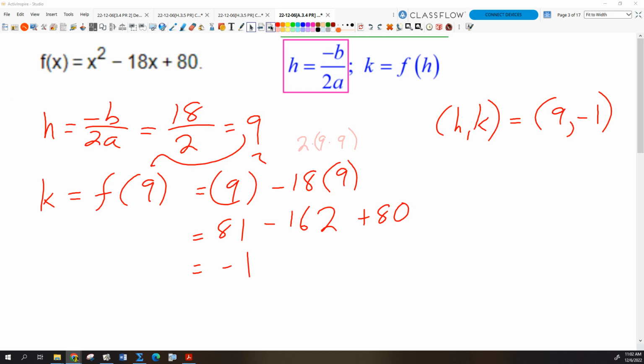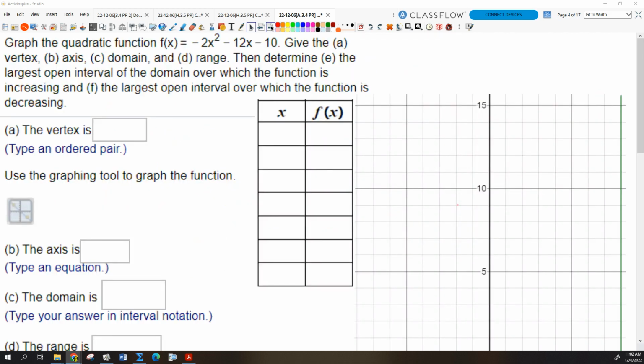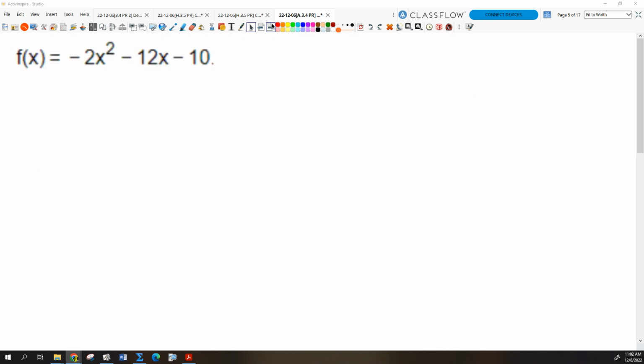How about this guy? So here's our function. Okay, I got to find the vertex. I already know the value of A, don't I? Well, what are the values of A, B, and C? What's A, everybody? It's in standard form, right?